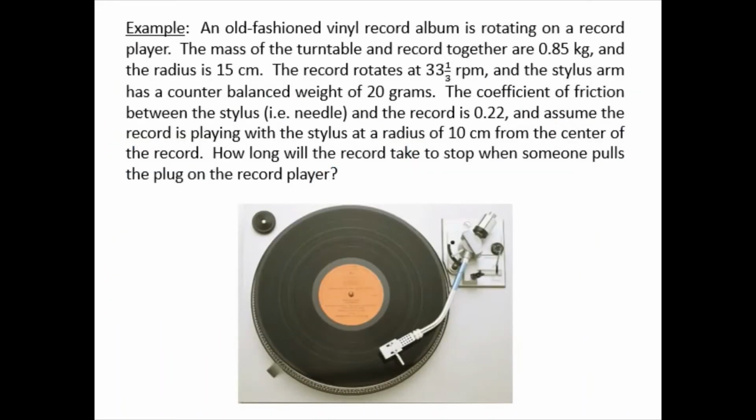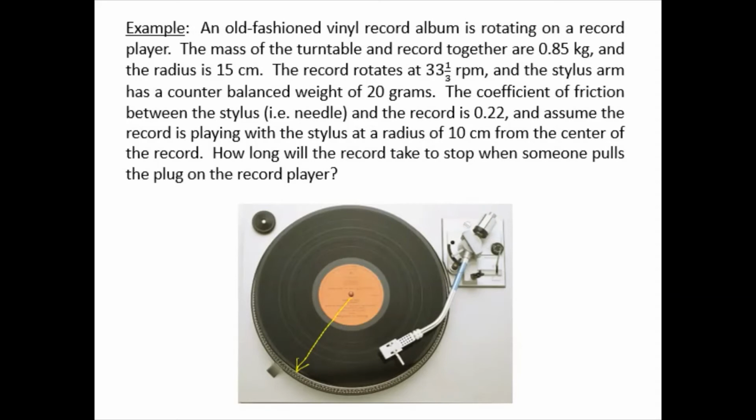Okay, so let's take a look at an example, and after I read through this, if you want to challenge yourself, you could pause the video and try to work this out before continuing. Here we have an old-fashioned vinyl record album, and it's rotating on a record player. The mass of the turntable and record together, the part that's spinning, is 0.85 kilograms, and we model them as a disc. It has a radius of 15 centimeters, so the distance from the center of the record out to the very edge is 15 centimeters.